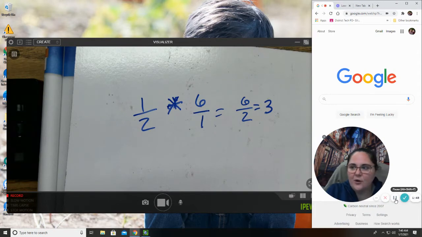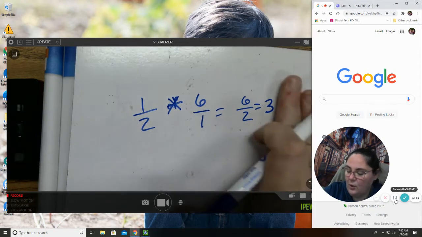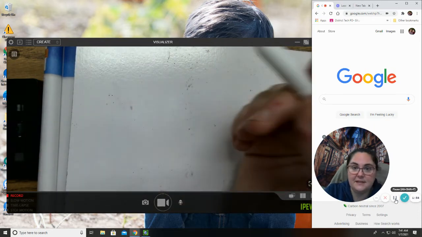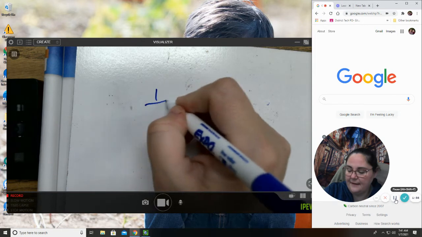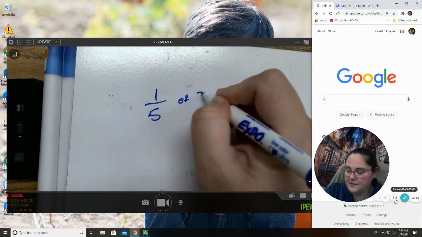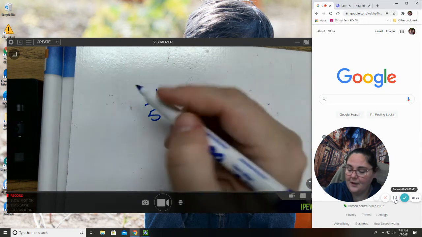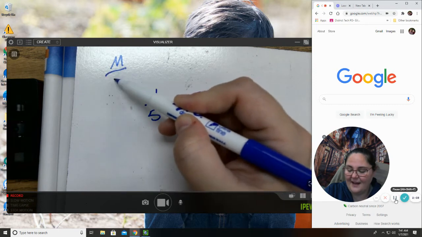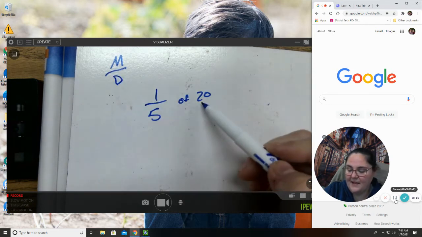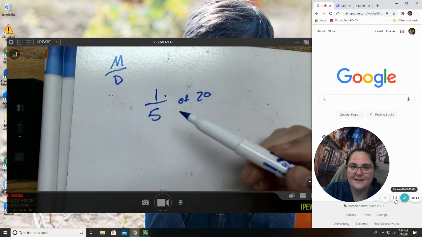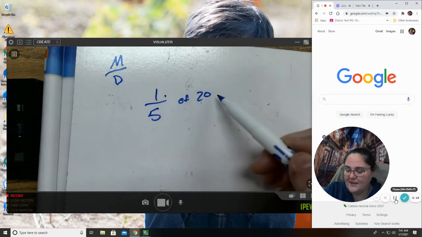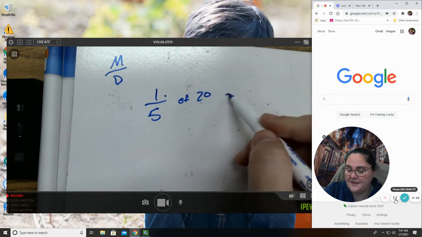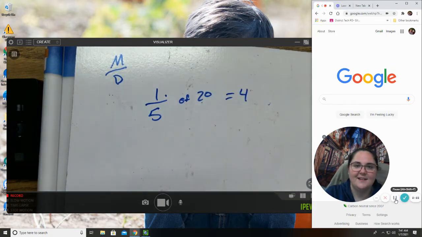Pretty easy, right? Now, we've done this before enough that you might remember my hint. If I say maybe 1/5 of 20, remember, you multiply by the top and you divide by the bottom. So 20 times 1 divided by 5. 20 times 1 is 20, divided by 5 is 4. That's how you do this. Again, we've practiced this, so this is a little bit of a review.